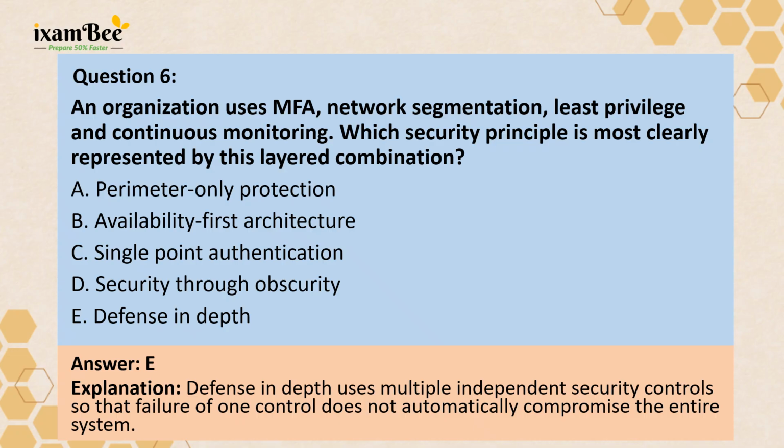Stacking multiple independent security measures so that if any single one fails or gets bypassed, the others are still standing guard. It's the opposite of perimeter-only protection, which relies on just one boundary defense. And it's certainly not security through obscurity, which relies on secrecy rather than actual layered controls. So the principle demonstrated here is E, defense in depth.